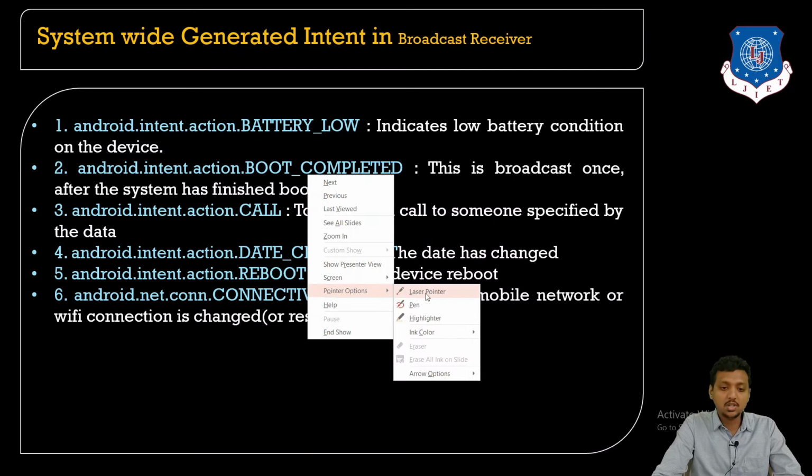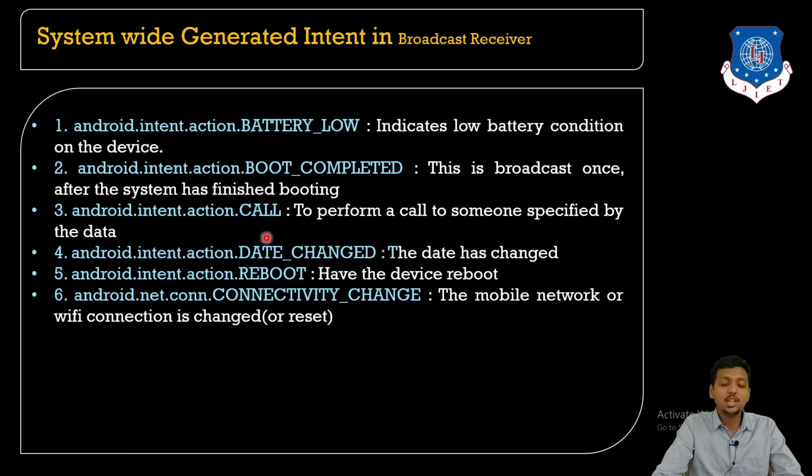Now next is intent.action.DATE_CHANGED. Whenever the date is changed, this event occurs. Reboot is when the device gets rebooted. And the connectivity change: whenever you stop the internet connection, whenever you start the internet connection, or whenever you move from mobile internet to Wi-Fi, this CONNECTIVITY_CHANGE event occurs.